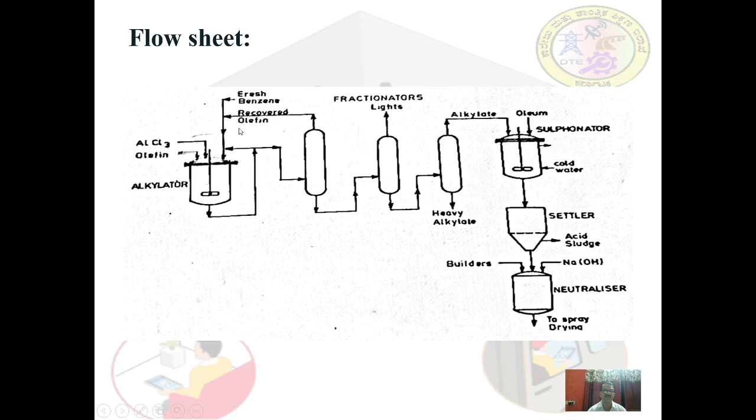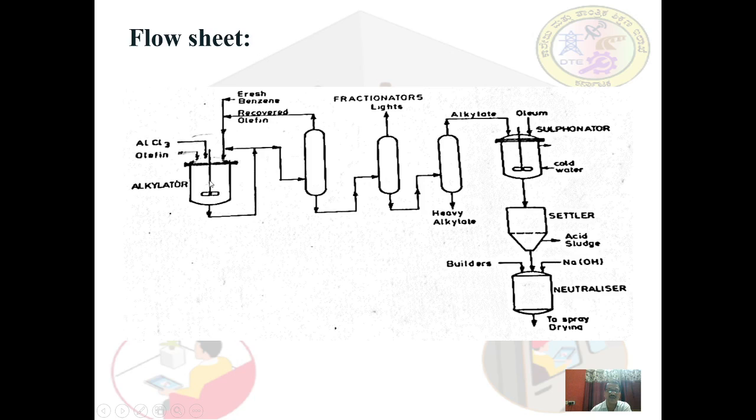Here, this is actually the reactor or alkylator. The alkylation of the paraffins is taking place here, and also the fresh benzene. Fresh benzene also gets alkylated, and the olefins and the fresh benzene, along with the aluminum trichloride, which acts as a catalyst, and olefins are fed into this, right?